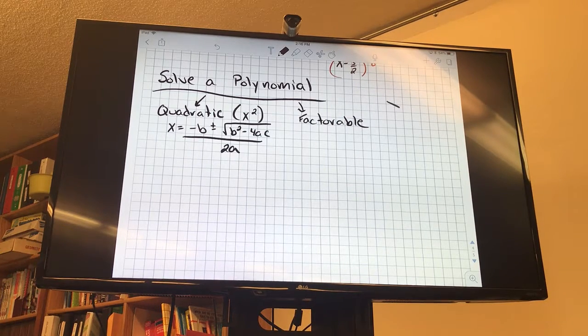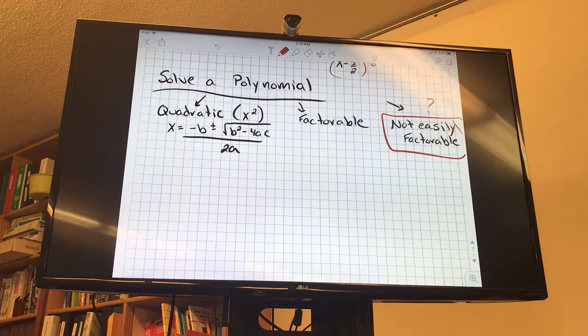Okay, but then we have a third group over here that is not easily or at all factorable. And this is where we're like, okay, what do we do with those guys? How do we solve them? Okay, so this is where this whole dividing things comes from. Because if I can find one of its factors, I can divide to find the others.